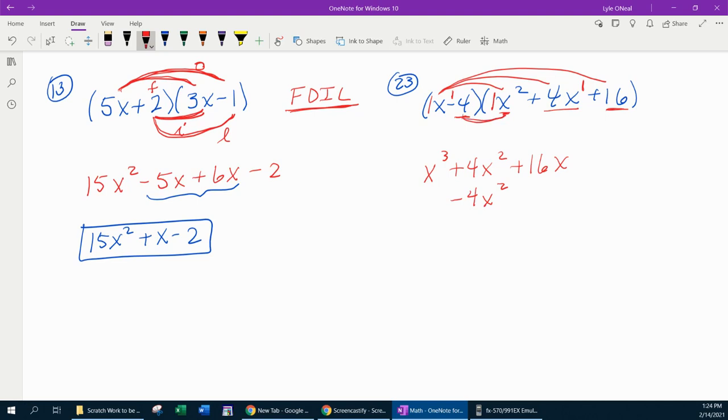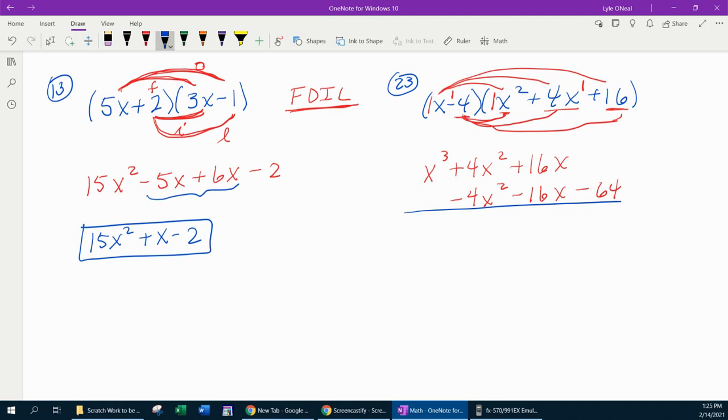So negative 4 times x squared is negative 4x squared. Negative 4 times 4x is going to be negative 16x. Again, using the stacking technique to line up my like terms. Last but not least, we have negative 4 times 16, which is negative 64. And since there is no constant on this first row, the negative 64 just kind of hangs off the end.